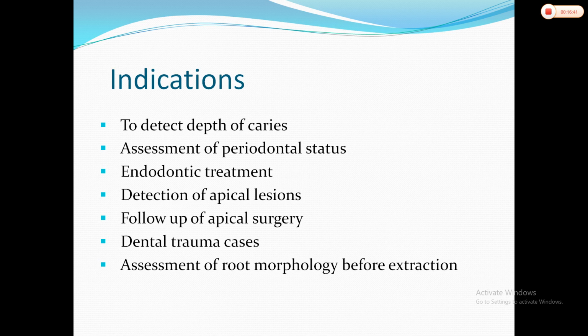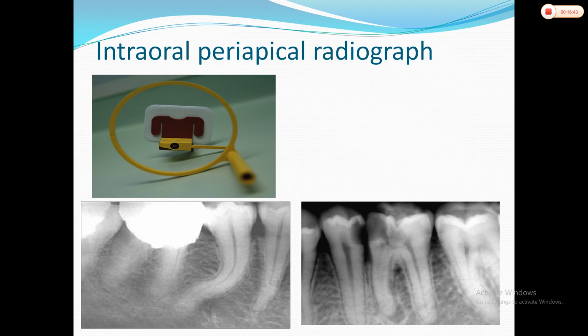And for detection of apical lesions, see here. So this is a periapical lesion. A radiolucent area is seen at the apical area of the root. So for the detection of such lesions also, IOPAs can be used.